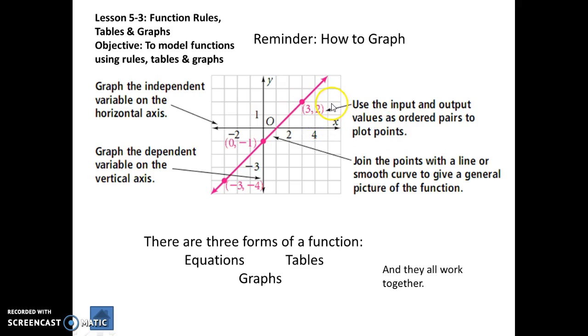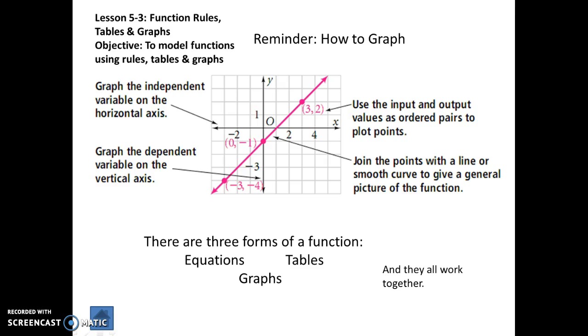So here you go, 3, 2. I'm going to start at the origin, go right 3, up 2. Then I'm going to put my point. For -3, -4, I'm going to start at the origin, move to the left 3, since -3 is to the left, then down 4 to get my output value. Okay? And then I put my point. Then I can connect them all and extend them to make my line, and that way I get a general picture of whatever my curve is.